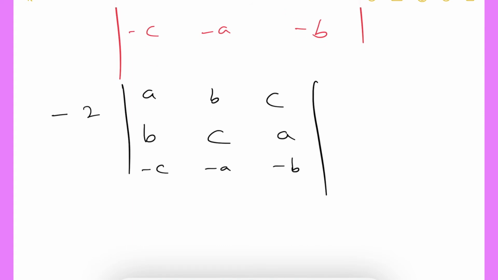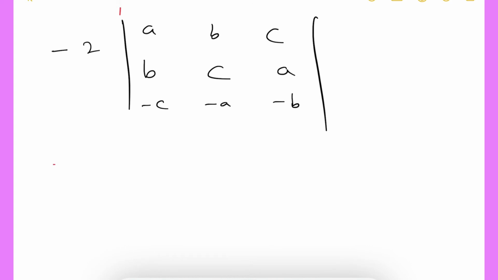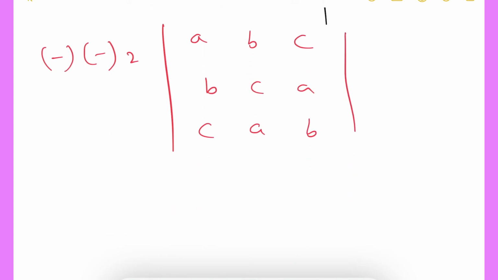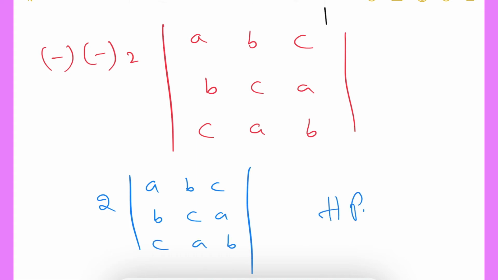Now for the third row also I will take the negative symbol common again. Already we have a negative symbol, so one more negative symbol will come, minus into 2. A, B, C, B, C, A, minus C will become plus C, minus A will become plus A, minus B will become plus B. So minus into minus is plus, plus into 2, plus 2 times A, B, C, B, C, A, C, A, B. Hence proved.